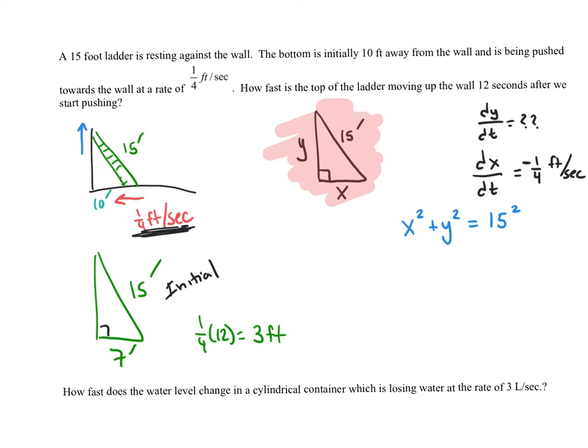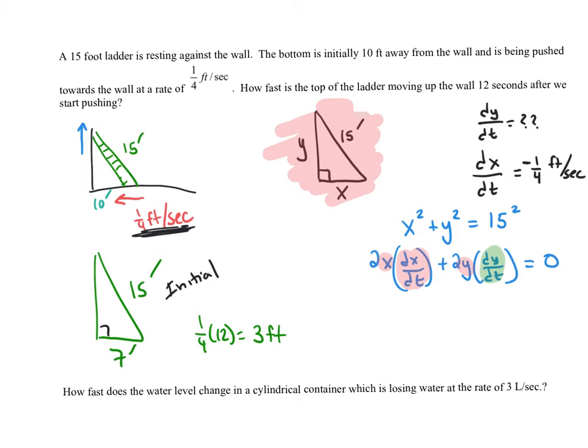And so now we can differentiate with respect to time. So we have 2x dx/dt, because again, we take the derivative with respect to t only, plus 2y dy/dt equals 0. Now, let's see what we know. We know dx/dt. We know x. We know we want dy/dt. This is what we want. So the only thing we really need to know is y.